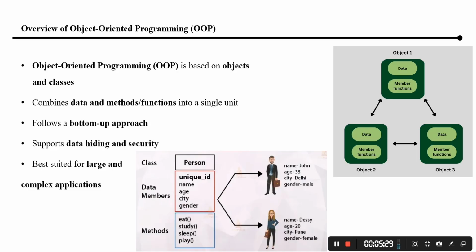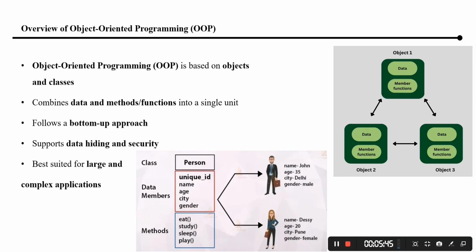You can see the picture here over the right. Data and member functions related to an object. Object 1, its data and its member functions. Object 2, its data and its member functions. Object 3, data and its member functions.